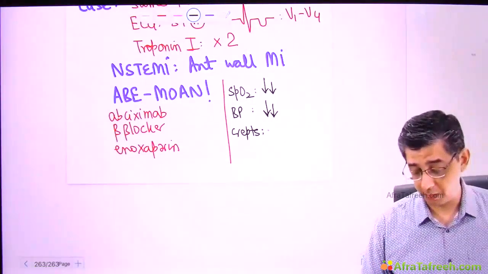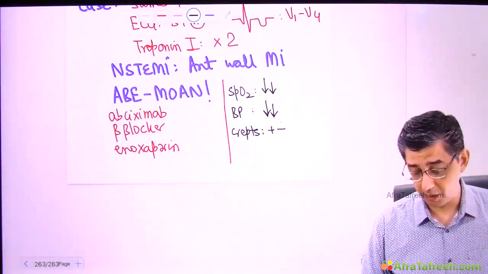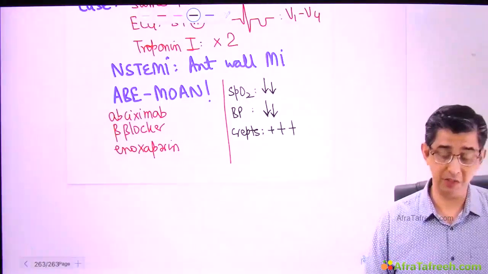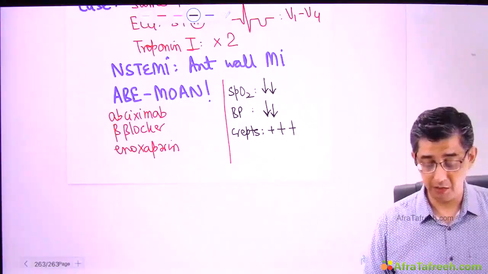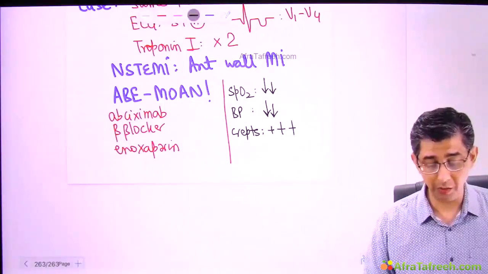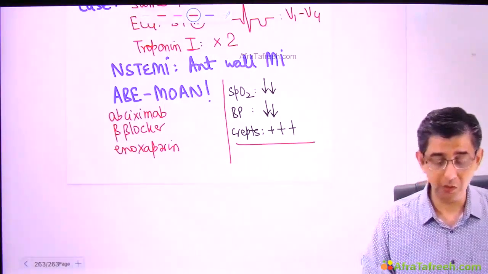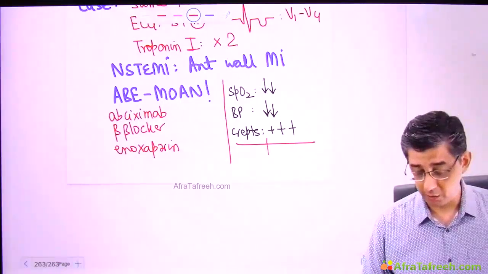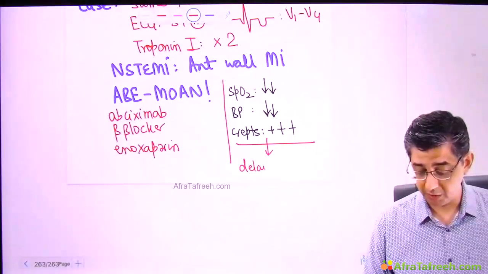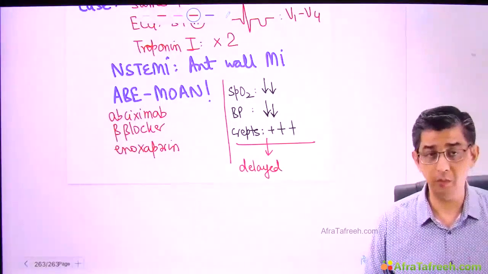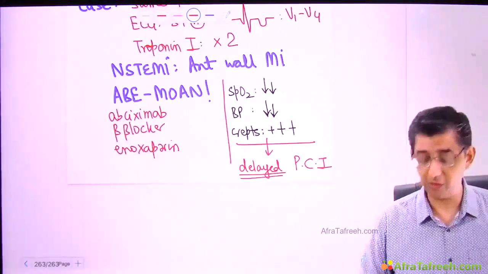When he came, the crepitations were very minimal or were hardly heard, but now they have become louder, or rather the loudest. So the severity of crepitations has increased, the severity of pulmonary edema has increased. This tells me that my patient is not responding to treatment. So what should I do if my patient is not showing response to ABE MOON? Then I need to take up the patient in the cath lab once again, and this time the procedure that will be done will again be balloon angioplasty, to destroy the thrombus in the coronary artery, but we are going to call it a delayed percutaneous coronary intervention.